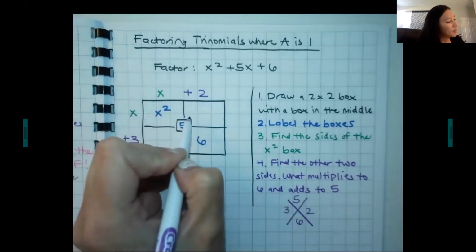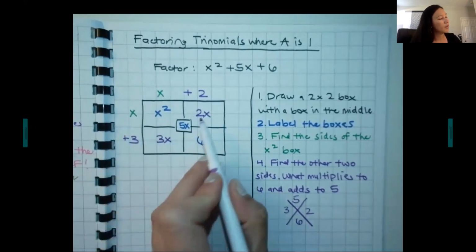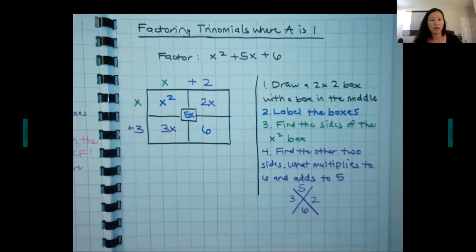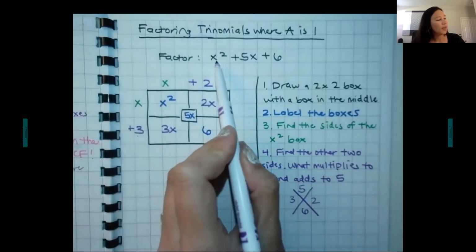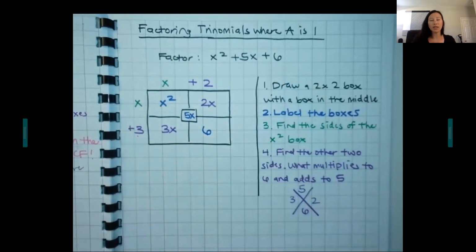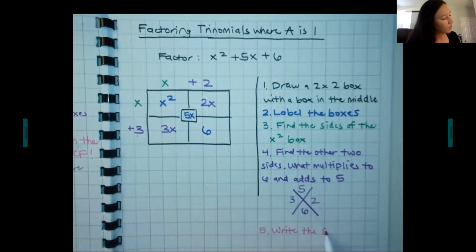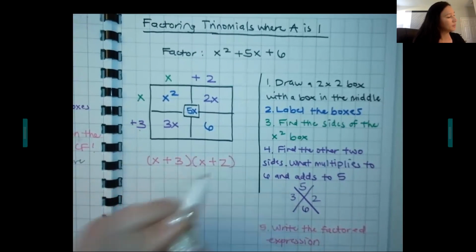Because if we multiply x times 2, we get our 2x. And if we multiply 3 times x, we get our 3x. 3x and 2x add to 5x, and 3 times 2 gives us our 6. So by multiplying x plus 3 times x plus 2, we end up with x squared plus 5x plus 6. So our last step is we just write the factored expression, which is x plus 3 times x plus 2.